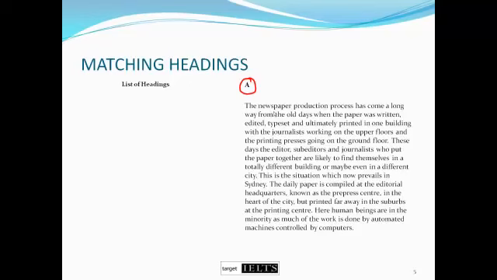It says that the newspaper production process has come a long way from the old days when the paper was written, edited, typeset, and ultimately printed in one building with the journalists working on the upper floors and the printing presses going on the ground floor. Come to think of it, it does talk about the newspaper production process and how it has changed over time. Now what we are going to do is to compare this line with the headings one by one.